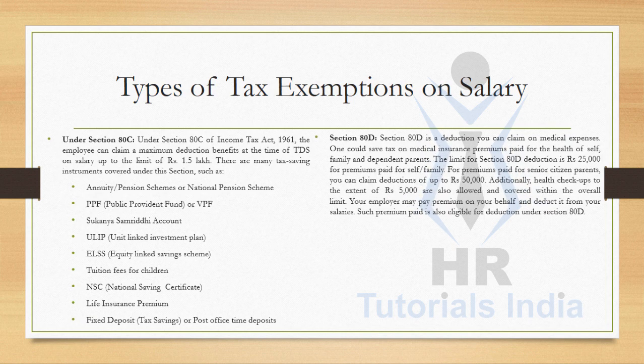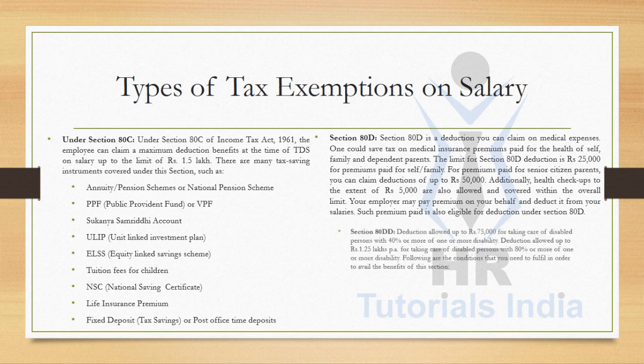Section 80D. Section 80D is a deduction you can claim on medical expenses. One could save tax on medical insurance premiums paid for the health of self, family and dependent parents. The limit for Section 80D deduction is Rs 25,000 for premiums paid for self and family. For premiums paid for senior citizens, you can claim deductions up to 50,000 per annum. Additional health checkups to the extent of Rs 5,000 are also allowed and covered within the overall limit. Your employer may pay premium on your behalf and deduct it from your salary. Such premium paid is also eligible for deduction under Section 80D.